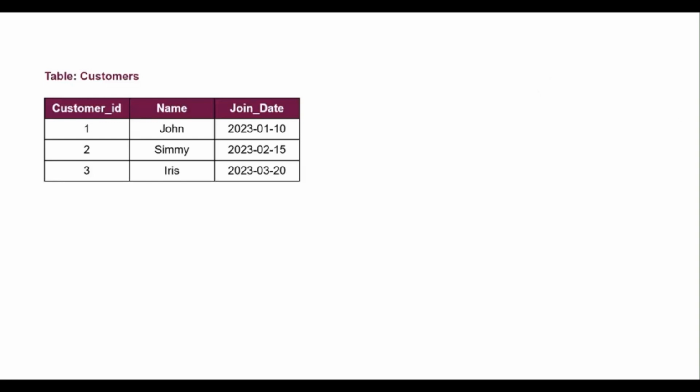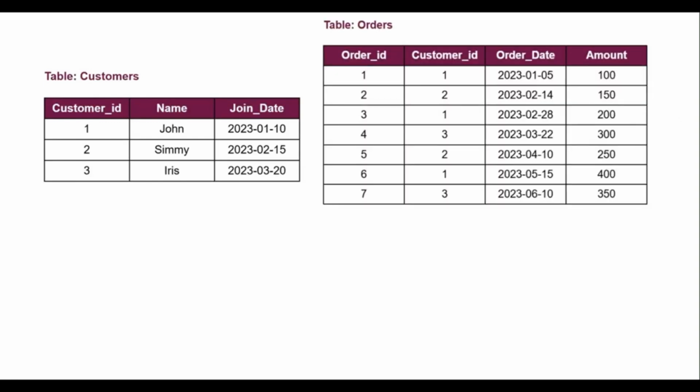So assume that you have been given two tables. One is the customers table and the other one is the orders table. So for the customers table, you can see there are three columns. The customer ID, which is the unique identifier for each customer. Name is the name of the customer. And join date is when the customer joined.